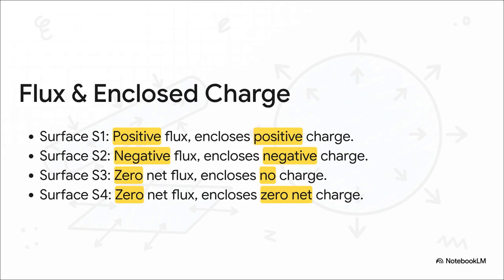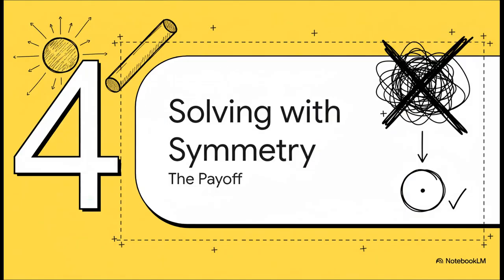Surface S3 has nothing inside, and you can see every line that goes in also comes out, so the net flux is zero. And surface S4, which encloses both, has a net charge of zero, and yep, zero net flux. It just works beautifully. So we have this amazing law. But how does it actually help us avoid those horrible integrals we were talking about earlier?